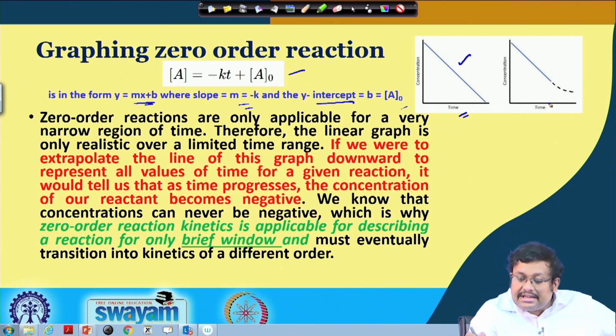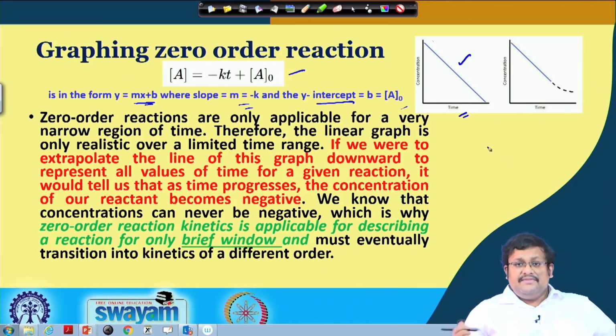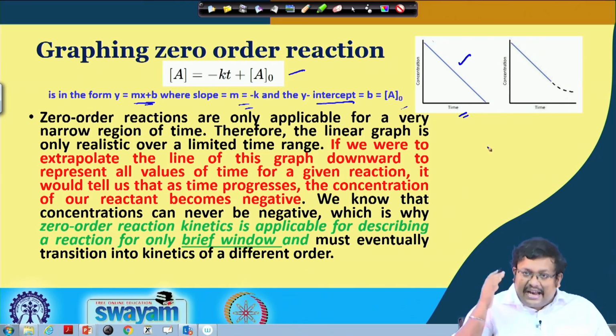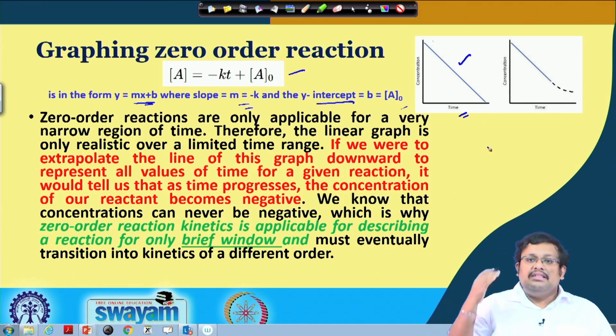So, if we increase the time and look at the concentration of a particular reactant, we would see negative concentration, which is not possible, because concentration cannot be negative. That is why zero order reaction kinetics is applicable for describing a reaction for only a brief window, because if we increase the window of time, the concentration might reach negative, which is not possible.